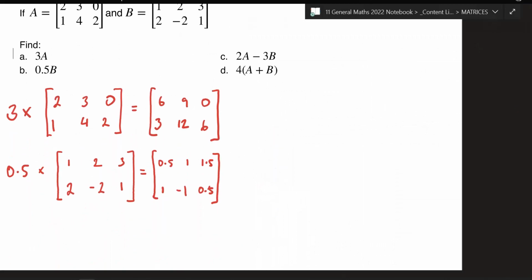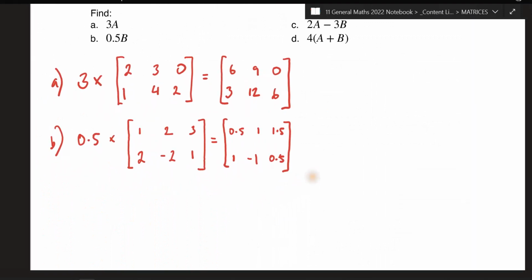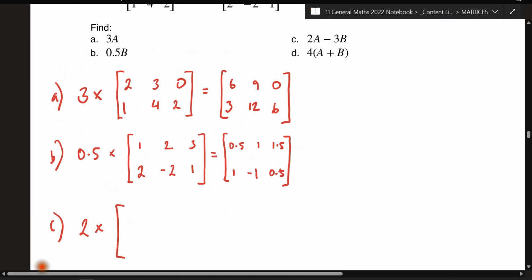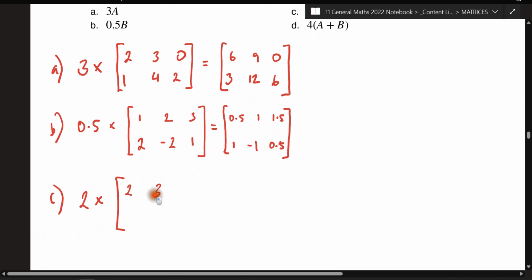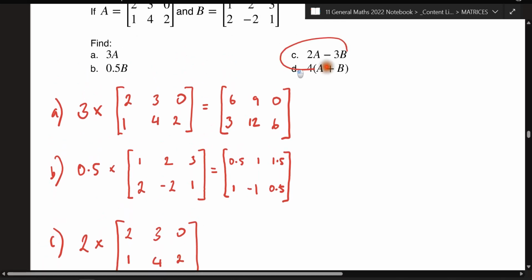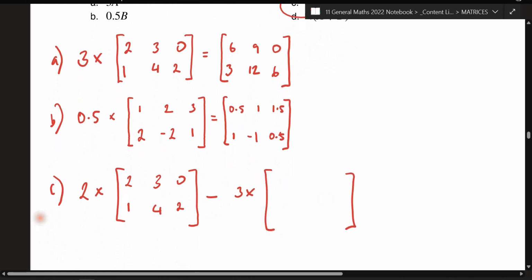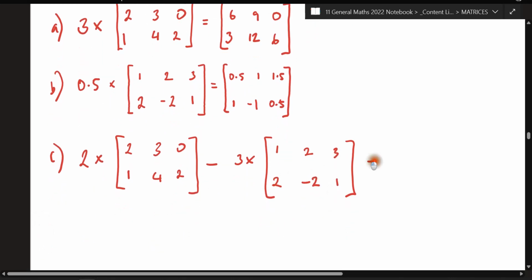For question C, it's 2A minus 3B. So for C, it's 2 of matrix A. So matrix A is 2, 3, 0, 1, 4, 2. Okay. Minus 3B. So take away 3 of matrix B. The matrix B would be 1, 2, 3, 2, -2, 1. Okay, so what would the answer be for that?